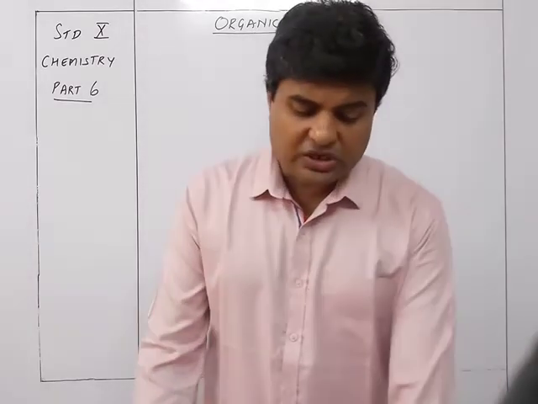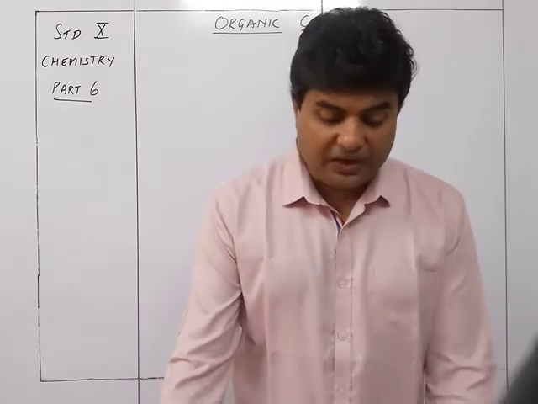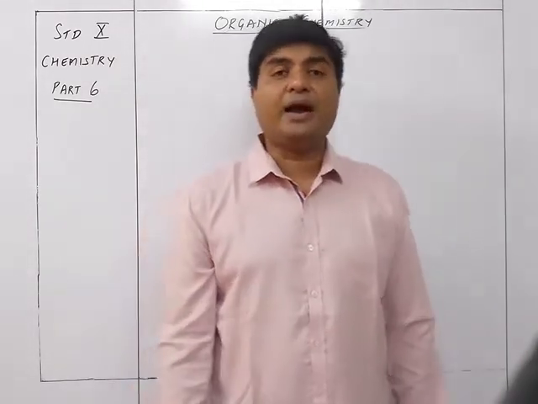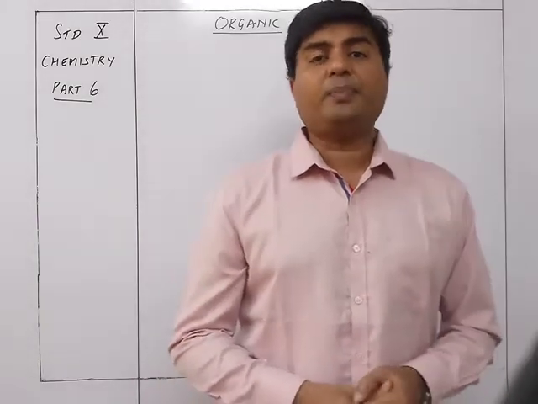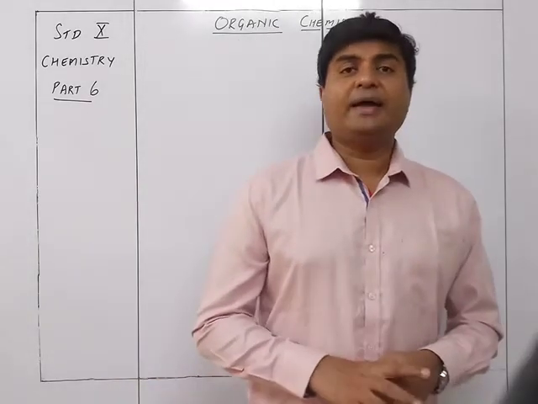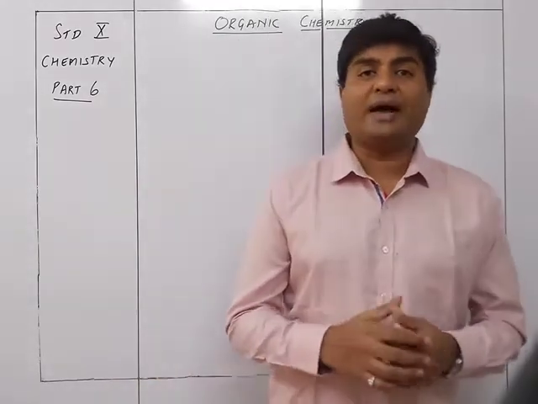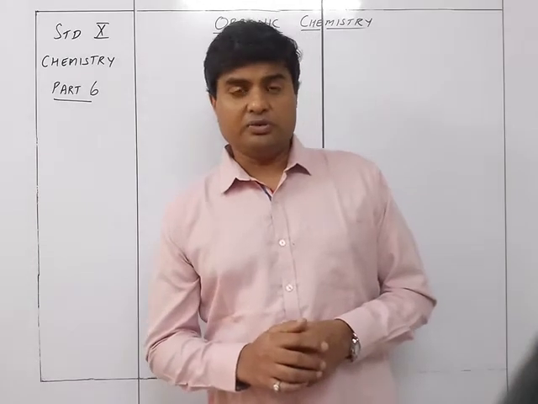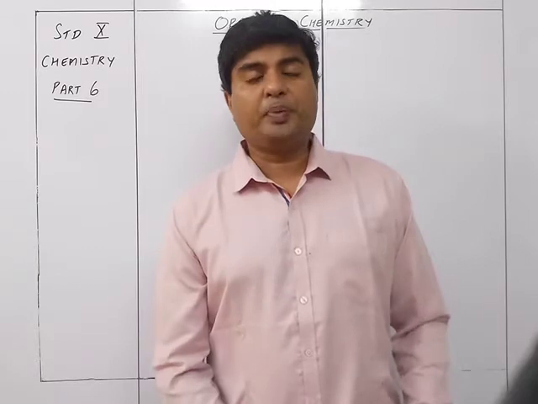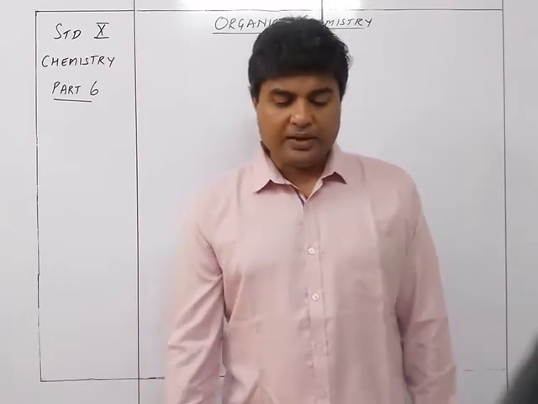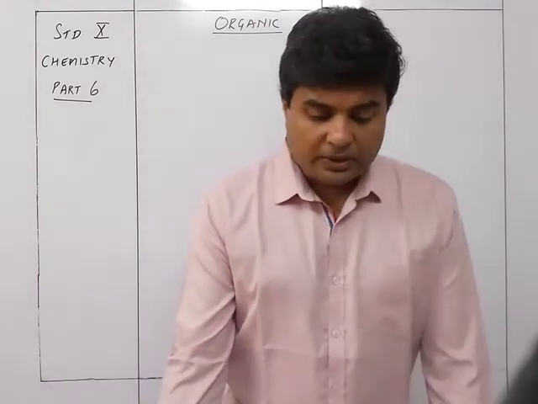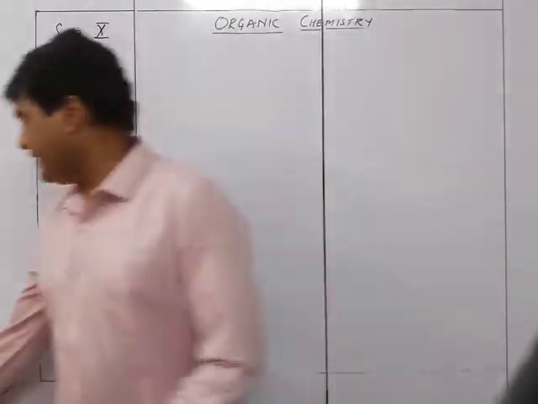So hydrocarbons in general, we know that an aliphatic open chain organic compound contains carbon and hydrogen only. When a compound is made up of only carbon and hydrogen, then that organic compound is called a hydrocarbon. Moreover, if it is aliphatic in nature, aliphatic means it is in an open chain. The molecular formula will be CxHy.